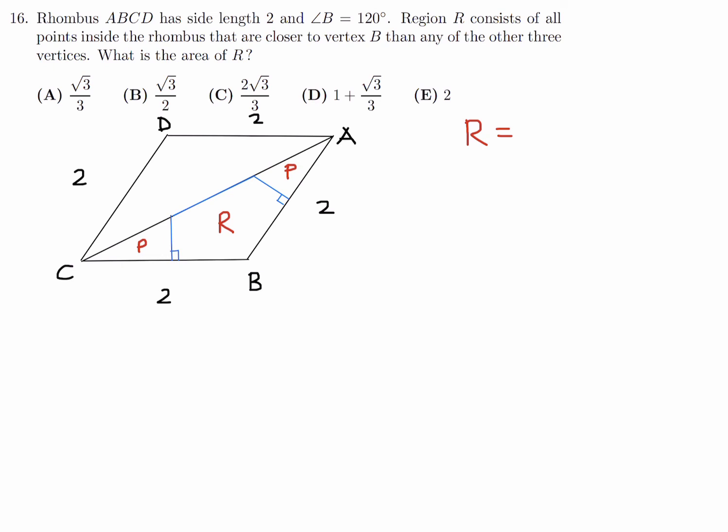So what I'm doing is I'm taking the area of the rhombus, and then I'm dividing by 2, and that's going to give me this guy. And then I'm going to subtract from it 2 times P. And that should give us the region R in terms of its area. Okay, so let's work with this now. Let's concentrate first on trying to figure out the area of the rhombus.